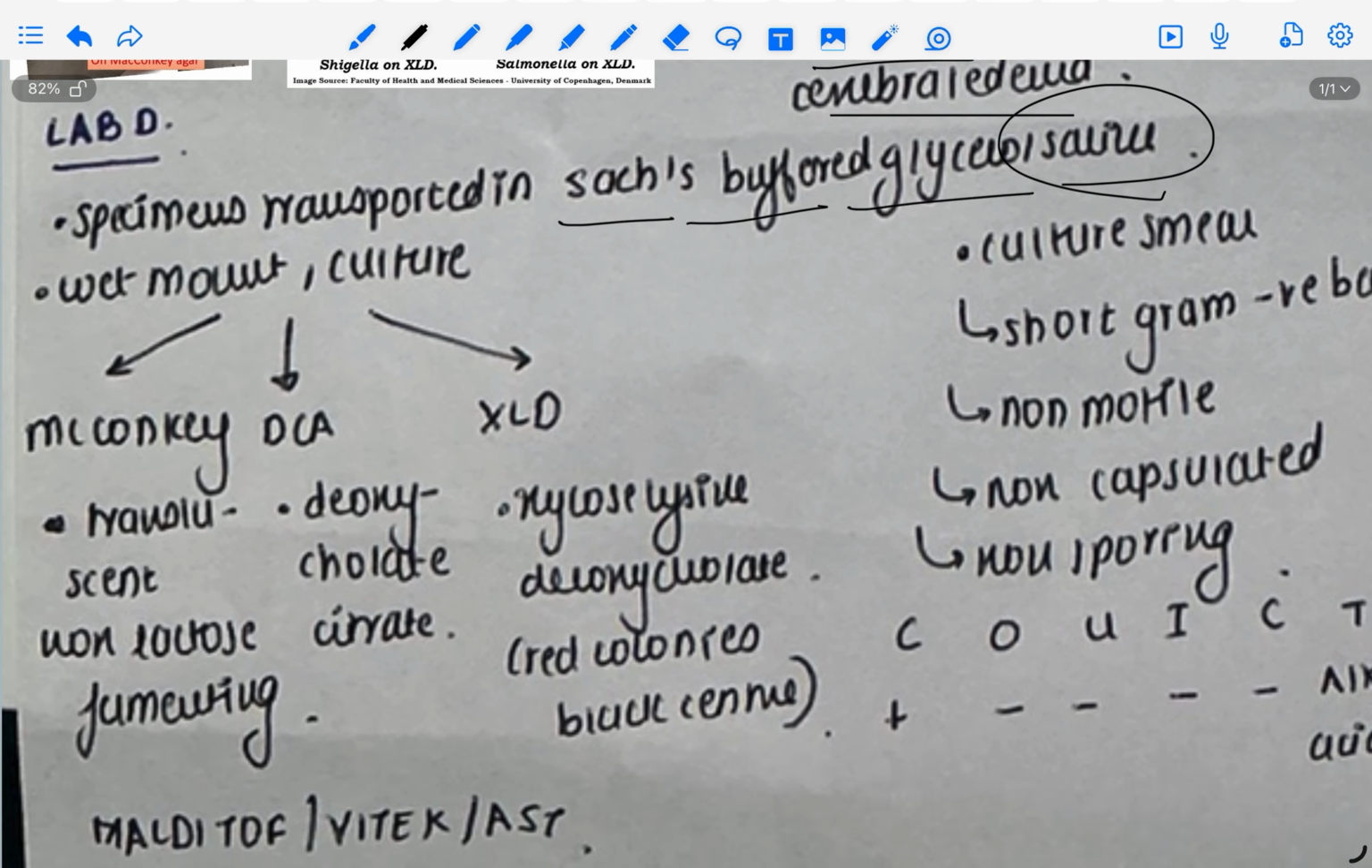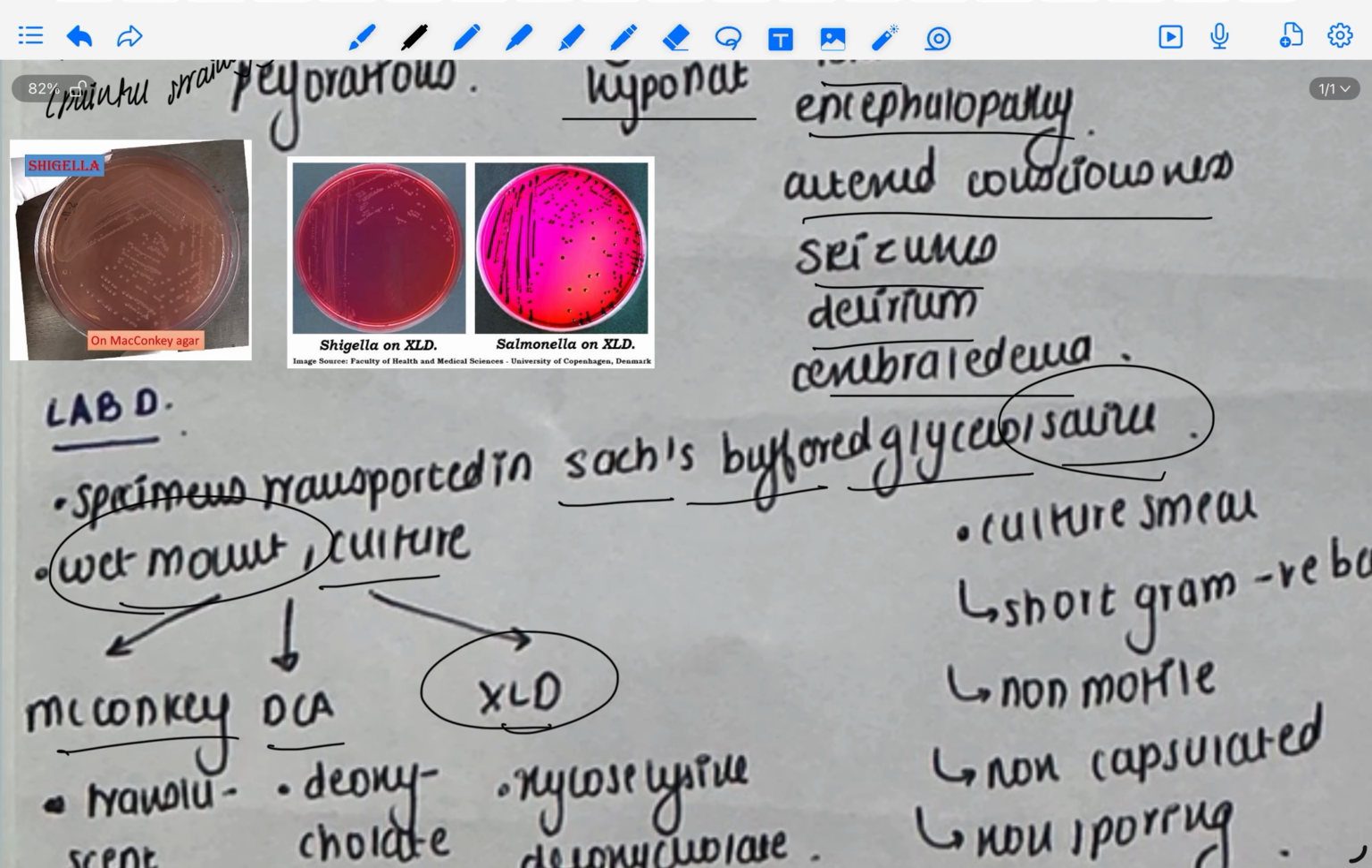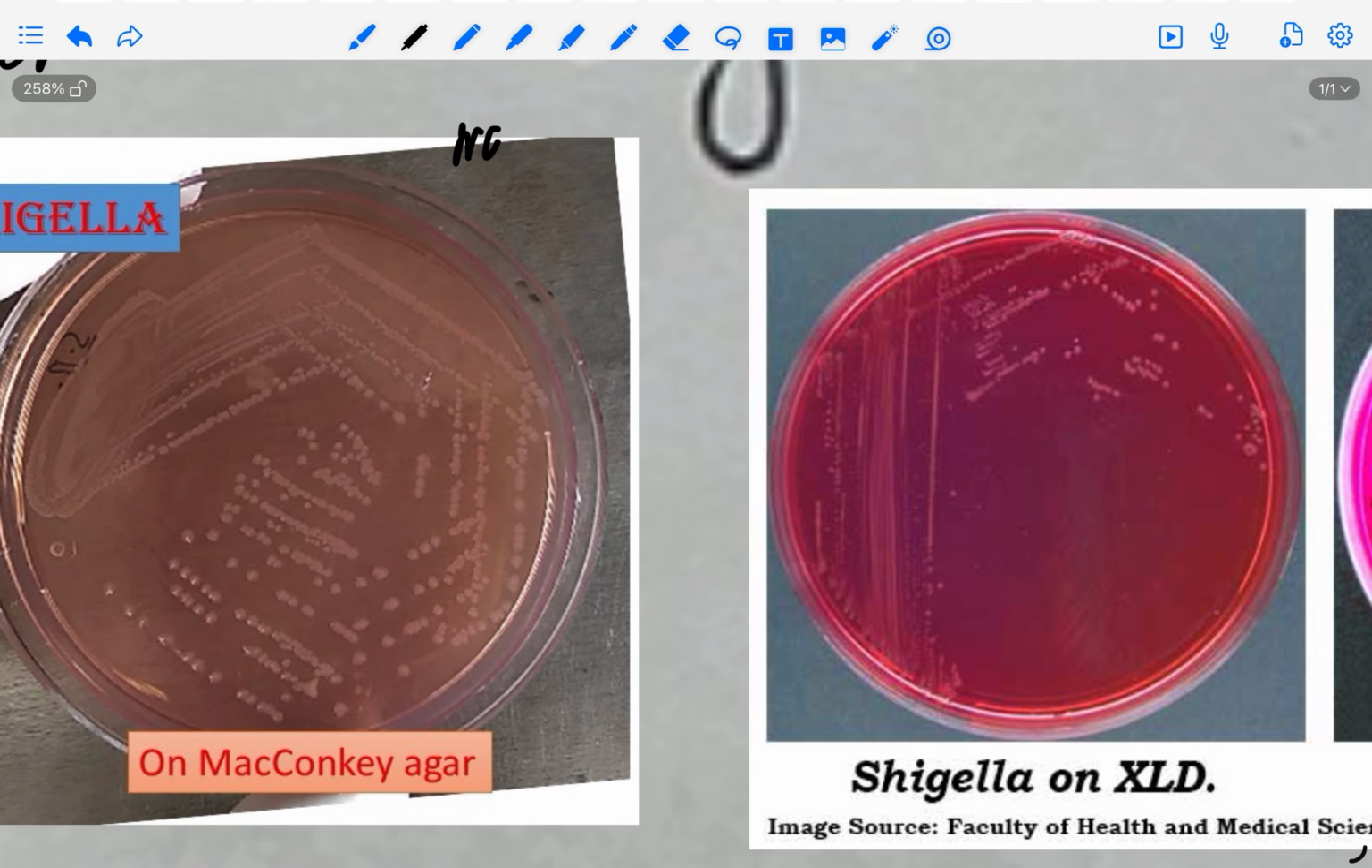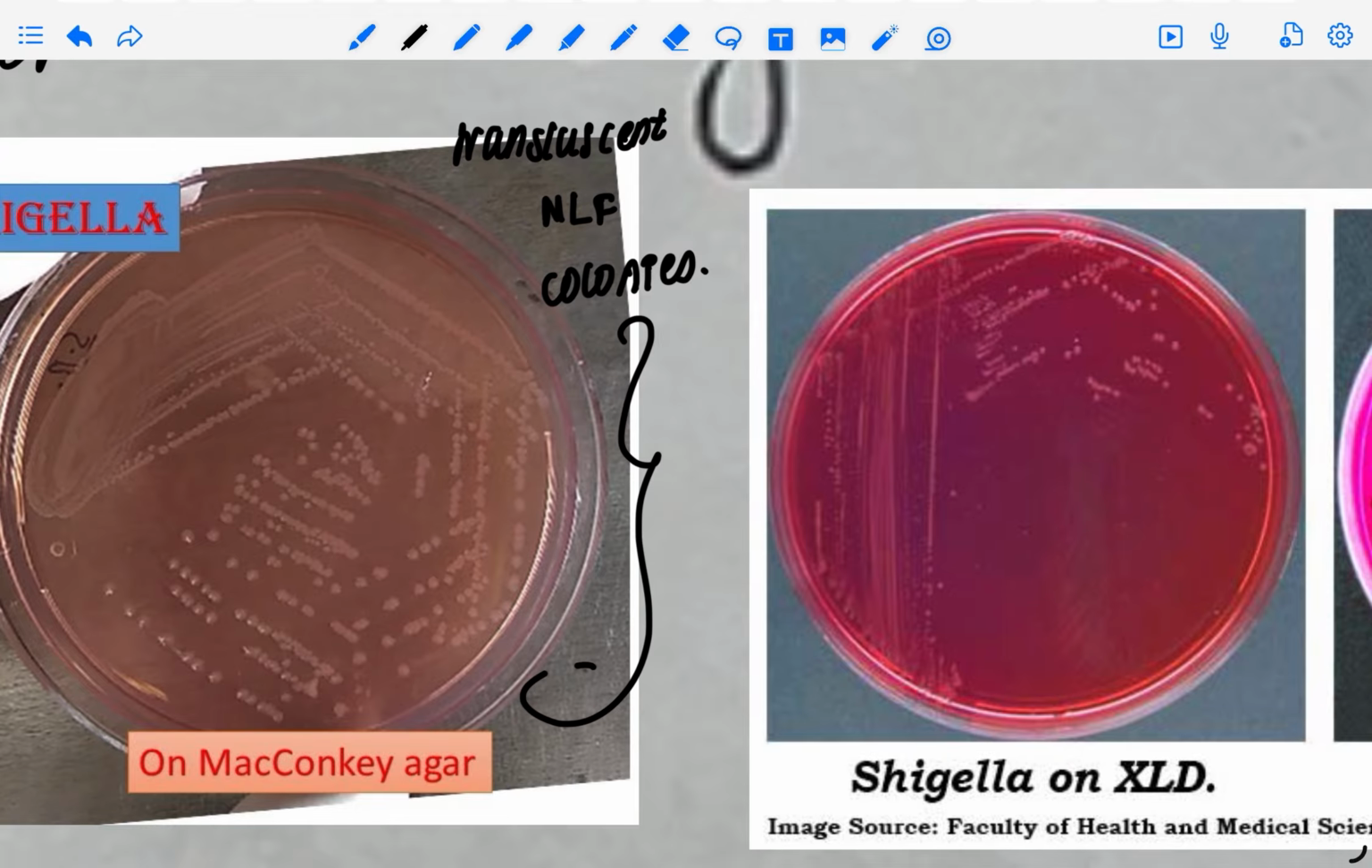Now let's see how it is cultured. It is cultured through wet mount and culture media. There are 3 kinds of culture media which are usually used. First is MacConkey agar, then DCA, and then XLD. DCA is deoxycholate citrate agar and XLD is xylose lysine deoxycholate agar. Now let's see MacConkey agar. If you inoculate this specimen into MacConkey agar and if Shigella is present, it will produce translucent, non-lactose fermenting colonies, which you can see in this picture.